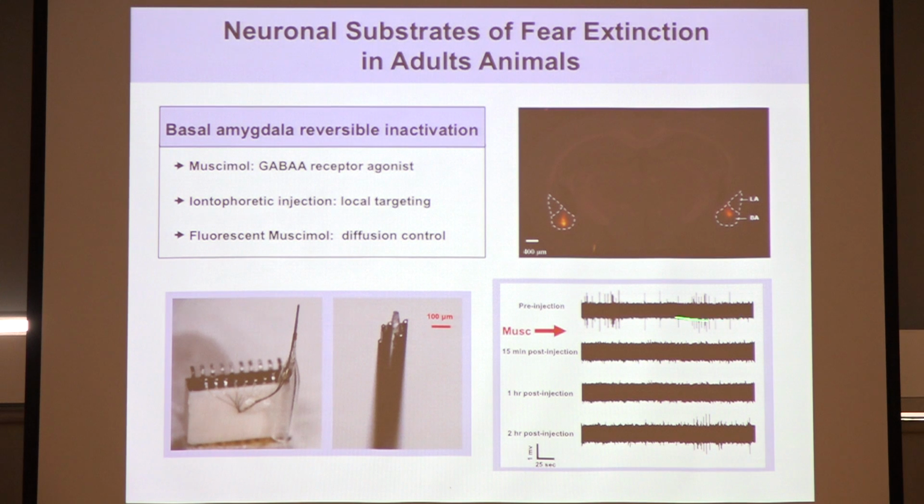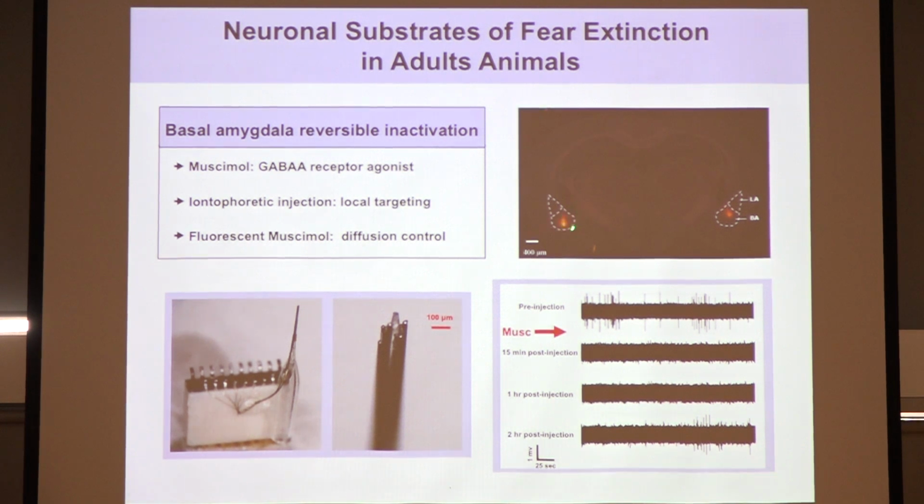This is multi-unit activity before the injection, and as soon as you do the muscimol injection, you see that you reduce it completely, you don't see any more spikes. And this for 2 hours. So we have a temporal window of 2 hours to inhibit the neuronal activity within the basal amygdala. So this is the kind of injection we were able to do, really targeted injection, and to control the diffusion, we used fluorescent muscimol, so you can precisely control the injection site.